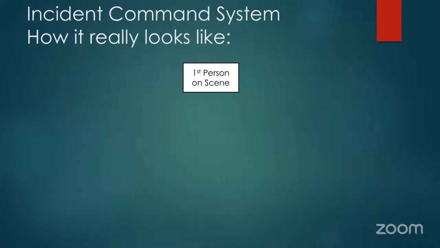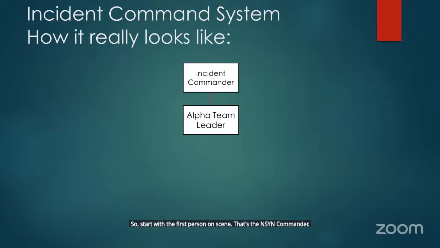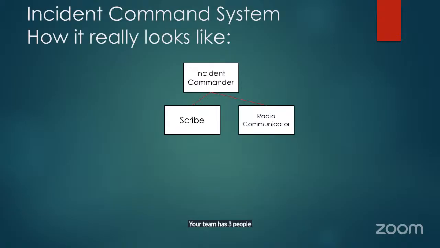So start with the first person on scene. That's the incident commander. And then maybe the second person is your first team leader, or maybe they're your scribe. What's important to you? What is your priority? Is your priority getting a team in the field, or is your priority making sure that you're not overwhelmed at the very beginning? Your team has three people. That's you, a scribe, and a radio operator. You have three people.